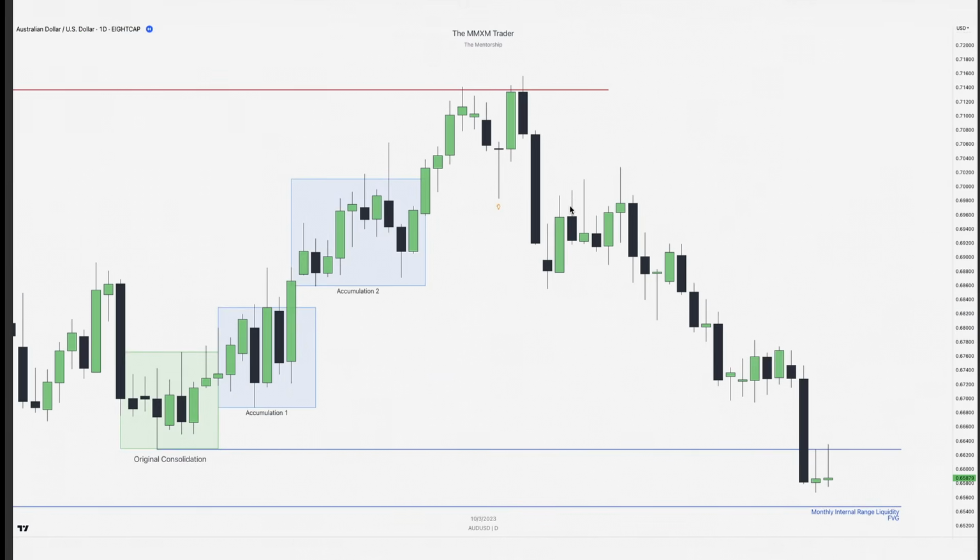So if we drop to the daily time frame, this is what it looks like. So this is your external range liquidity, this is your internal.